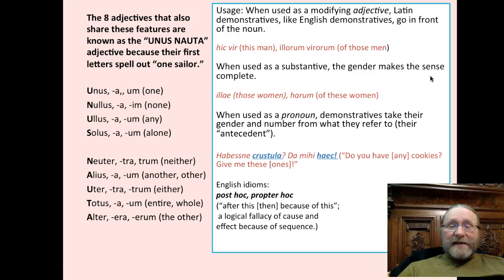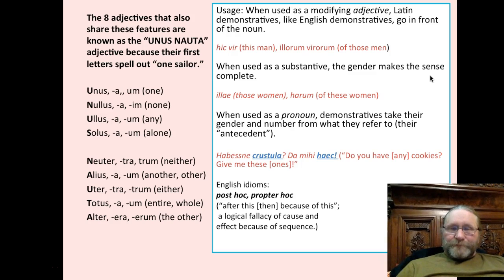Demonstratives are also used as substantives, just as any other adjectives are. And if they're used by themselves, like illae, those, we have to fill in women from the gender. So haec could be these things, because it's neuter and plural.